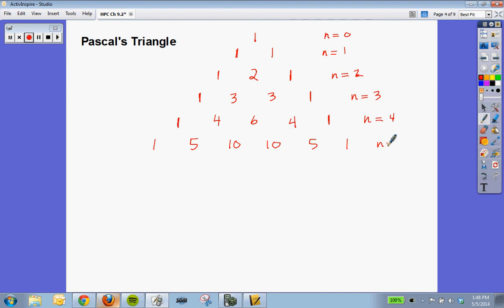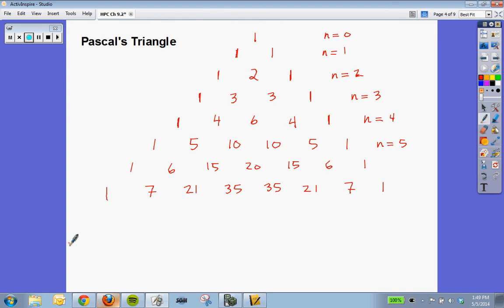This is n equal 5. So n equals 6. Let's see that one. We got a 6, 15, 20, 15, and then 6 and 1 on outer sides. Let's finish up with one more, okay? We're going to do n equals 7. So we have a 1 and a 6 gives us 7. A 6 and a 15 gives 21. And then 15 and 20 give 35. Then we have another 35. Then we have a 21 here and a 7. We have 1s on the outer edges.